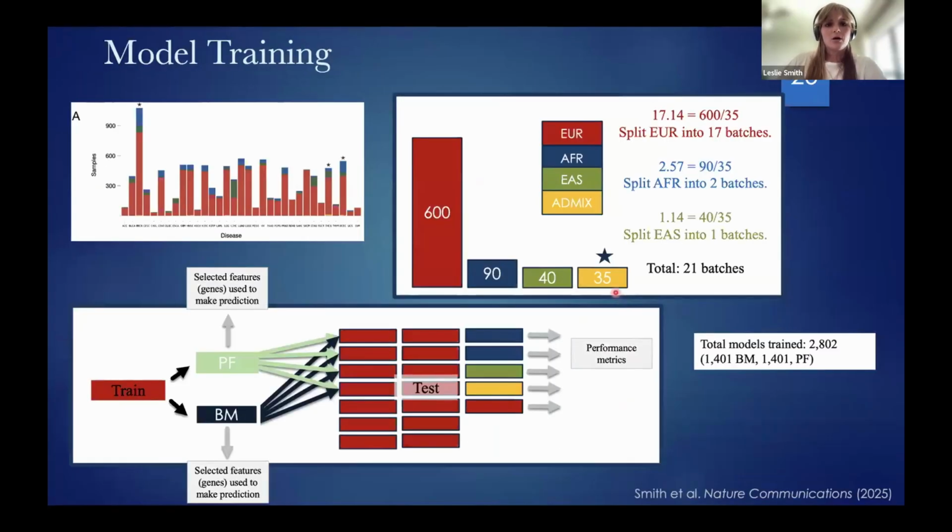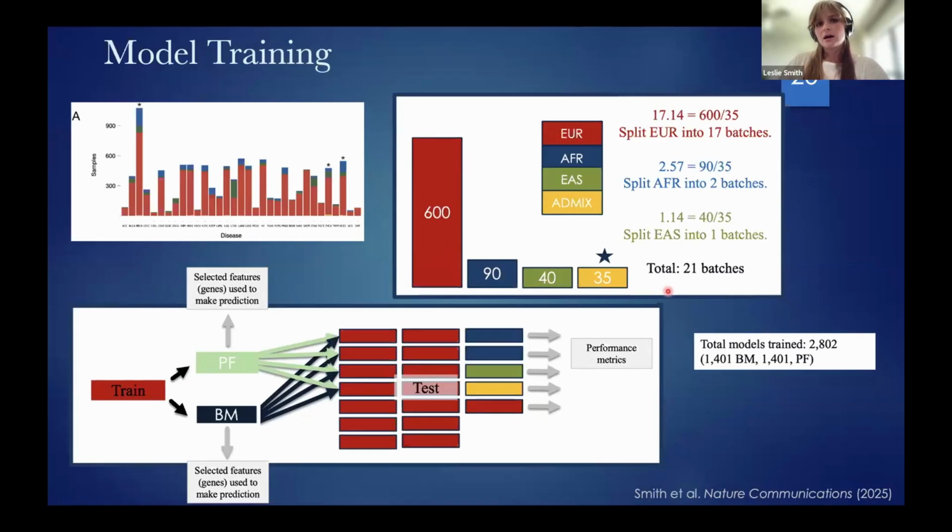In order to train our models, we wanted to be able to compare performance both within a single ancestry and across ancestries. So for every disease individually, we break up our samples into smaller batches. We break up our batches based off the ancestry that has the smallest sample size. Here, our admixed population is the smallest, so we break up our other 3 ancestry populations based off this sample size. East Asian gets 1, Africans get split into 2, and European ends up with 17 batches.